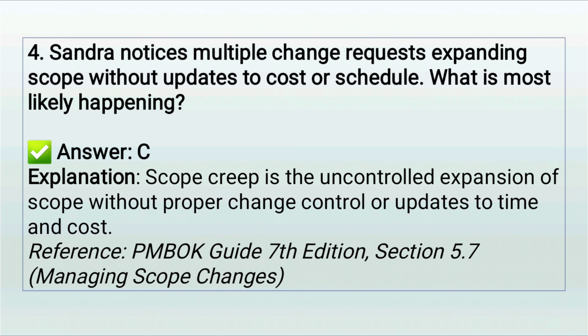Answer. C. Scope creep is occurring. Explanation. Scope creep is every project manager's worst nightmare. It happens when work is added to the project without going through proper change control. In this case, Sandra is seeing changes to scope without any update to budget or schedule. That's the textbook definition of scope creep. It usually results from poor requirements management or weak control processes.